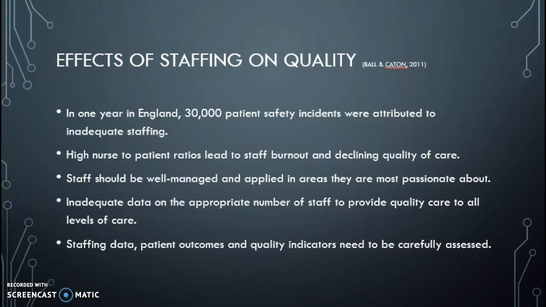Lowering ratios is not the only answer to improving quality of care, however. Staff should be well managed and applied in areas that they are most passionate about. There is currently inadequate data on the appropriate number of staff to provide quality care to all levels of care. Staffing data, patient outcomes, and quality indicators need to be carefully assessed for continued improvement.